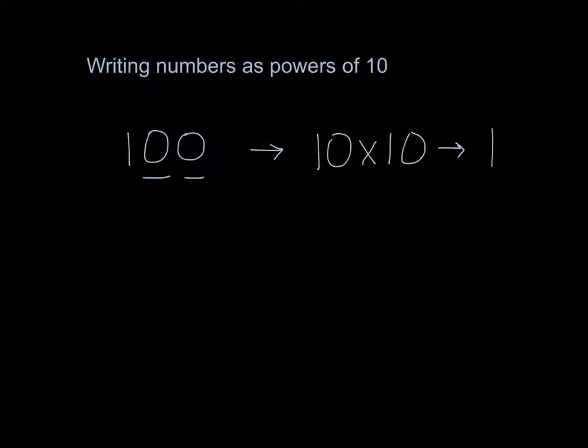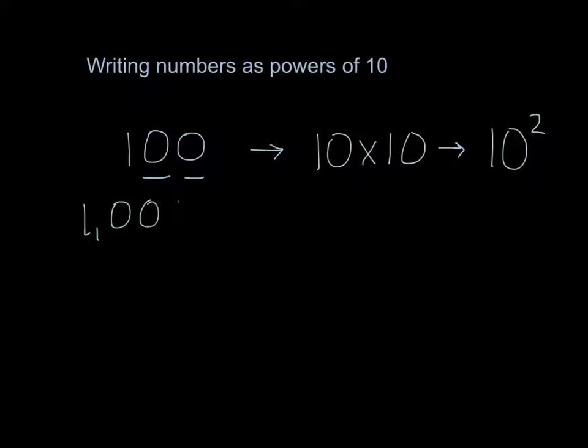Many large numbers can be written as powers of 10. There is a pattern to how we write these numbers. The number 100 has 2 zeros in it. So it's written as a multiplication problem with 2 tens. I can write it as 10 times 10. I can then write this as a power, 10 to the 2nd power, or 10 squared.